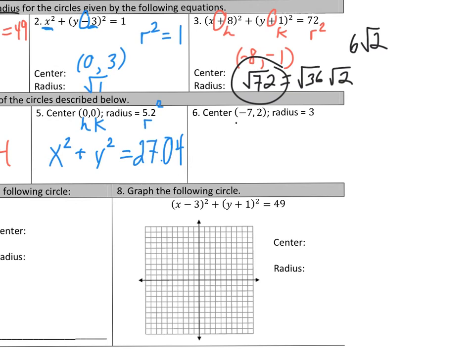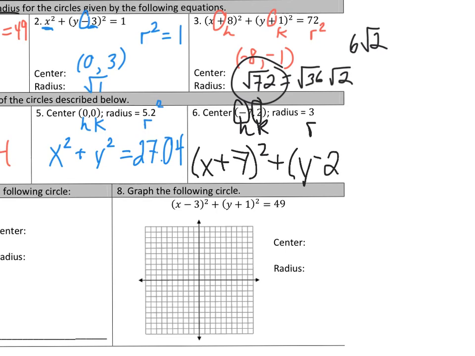Next problem, do the same thing. Identify your h, identify your k, and your radius. Now, since this is negative, remember your equation is x minus h. Well, since it's a double negative, it's going to become plus 7 squared. And then y minus k, well, that's just positive 2, so it's just going to be minus 2 squared. And then it's going to equal r squared. So I'm just going to take that 3, square it, which is going to give me 9.